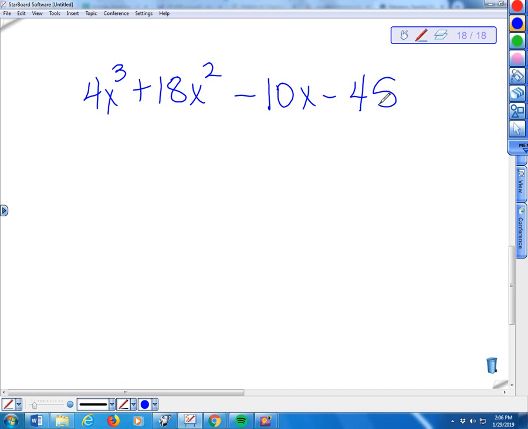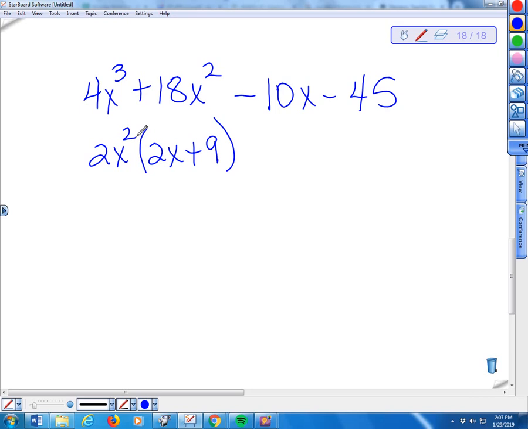Okay, but factor by grouping, you kind of split it into two groups. You've got 4x cubed plus 18x squared, and then the second group is negative 10x minus 45. We're going to look in the first two and see what's common to both. That would be, what, 2x? Everybody see that? And then this would become 2x plus 9, 2x squared. And then check it: 4x cubed plus 18x squared. So I factored that right.